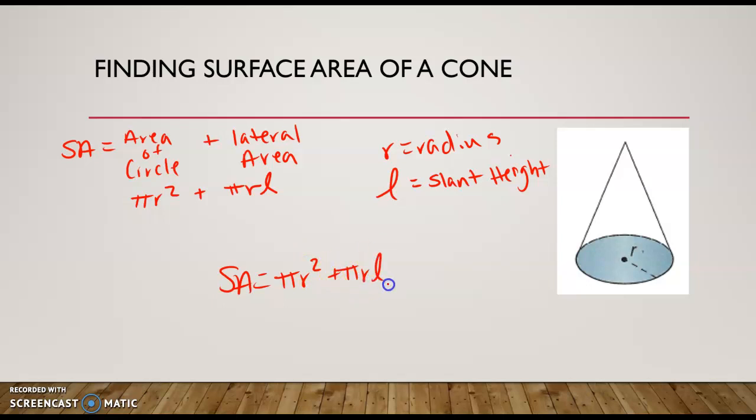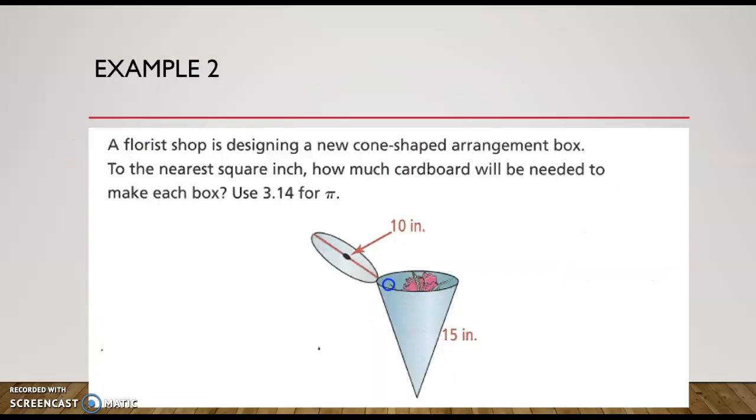And I know I draw L, but I will always call it slant height just because we automatically think of r as radius, but we don't automatically think of L as slant height. And so I say it so that it becomes automatic.